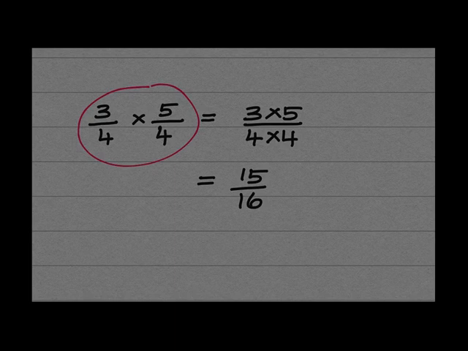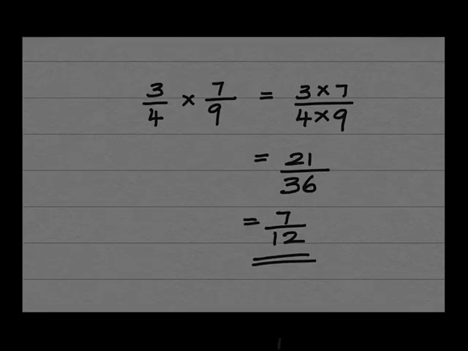Solve this problem. Multiply the numerators. 3 times 5 is 15. And then multiply the denominators. 4 times 4 is 16. So this is multiplication of two fractions. The same one. Please take a look at it.